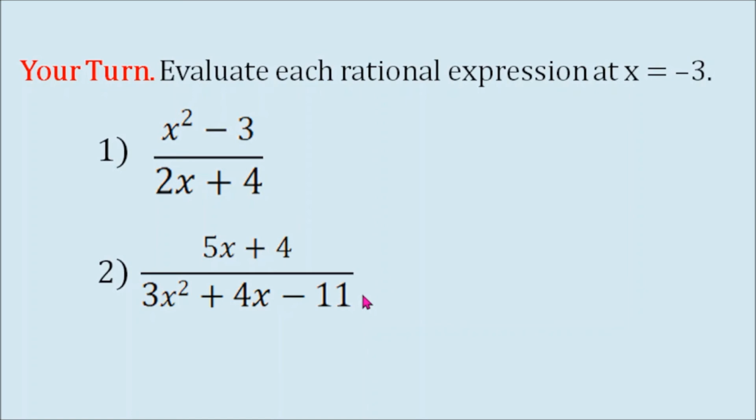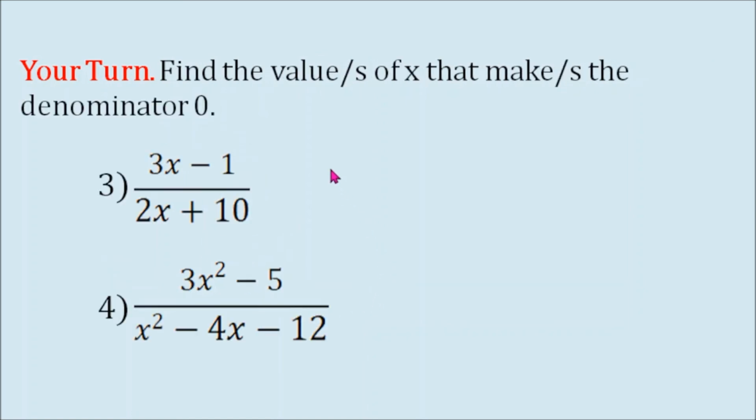Okay, we still have a second part. So finding the value or the values of x that will make the denominator 0. So this is item number 3, 3x minus 1 over 2x plus 10. For number 4, 3x squared minus 5 over x squared minus 4x minus 12. You can pause the video, and if you are done, I can now show you the answer.